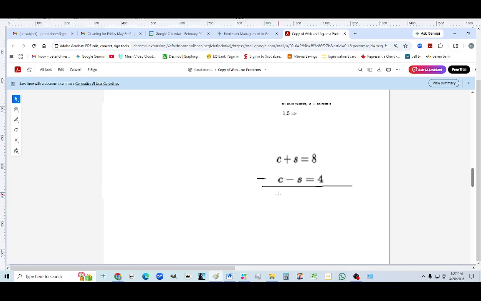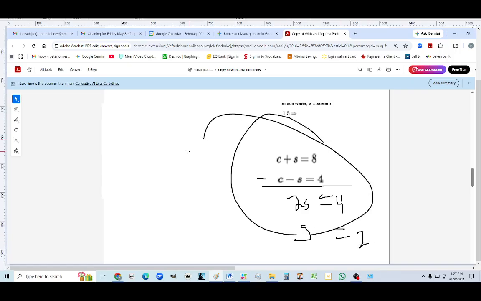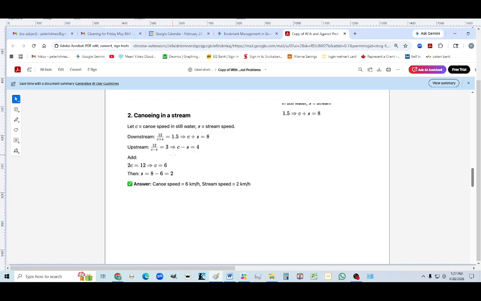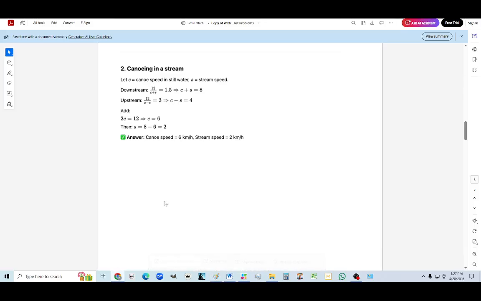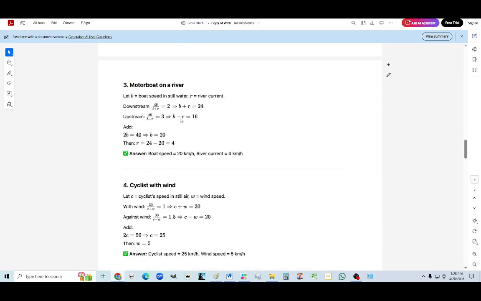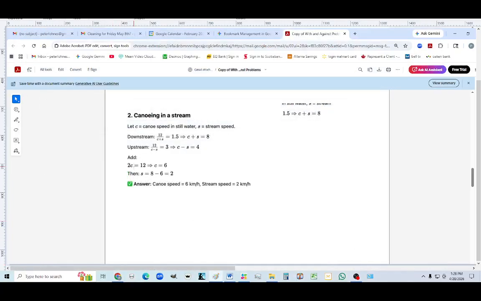So C minus C is 0. S minus minus S is 2S. 8 minus 4 is 4. Divide by 2, S is equal to 2. I use substitution. I find substitution easier. You do whatever you're comfortable with. But you can see from his answer key over and over again that's what he's doing, for the first 5 questions, I think.